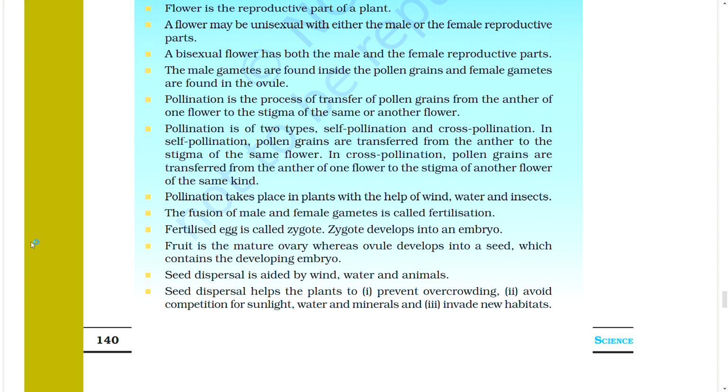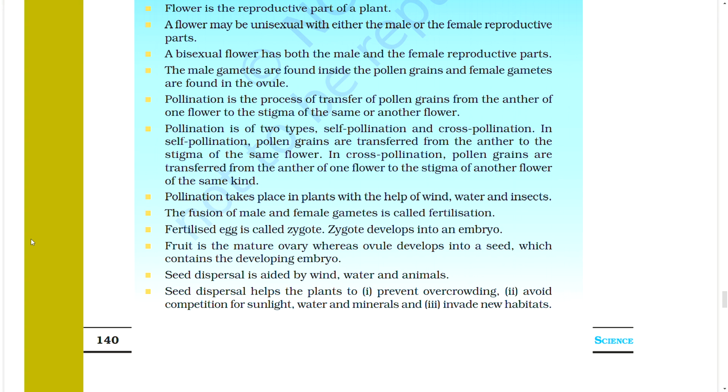The fusion of male and female gametes is called fertilization. Fertilized egg is called zygote. Zygote develops into an embryo. Fruit is the mature ovary, whereas ovule develops into a seed which contains the developing embryo. Seed dispersal is aided by wind, water and animals.